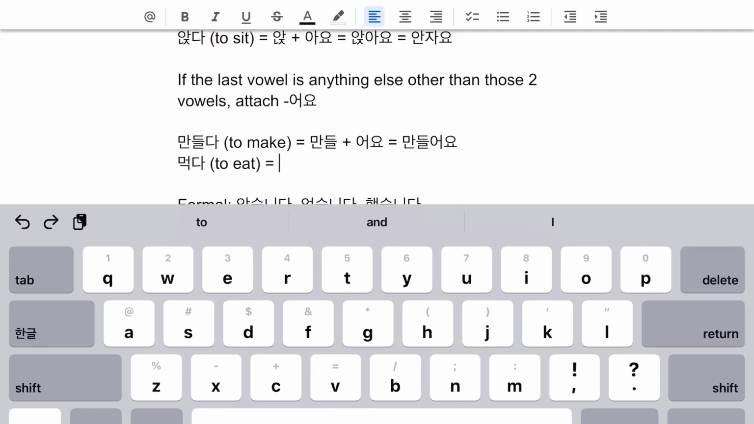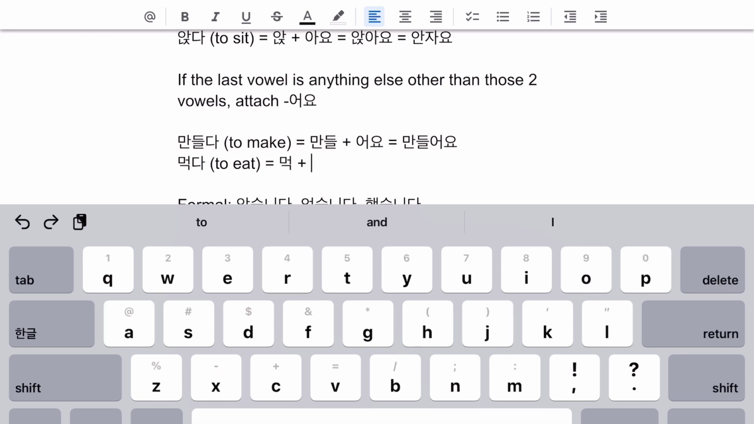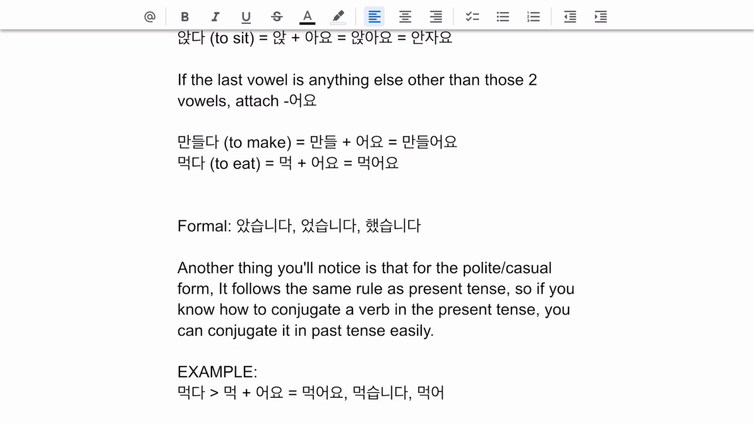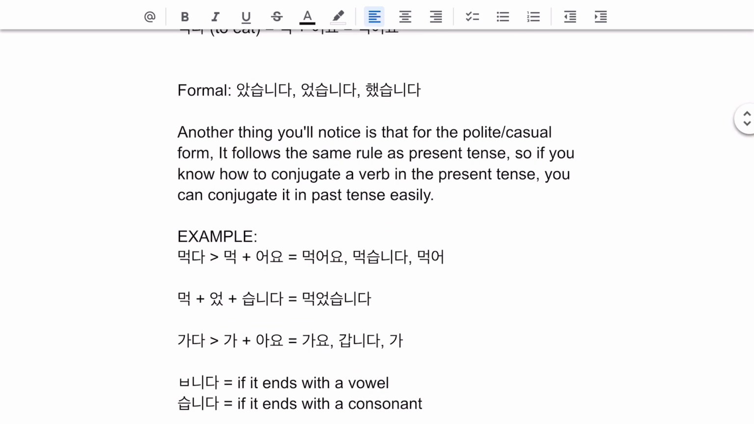I'll do a standard one too, to eat. If we take off the da, get our verb stem, the last vowel is what? That o right there. But it's a different o. It's not the one that's on the ground. It's the standing one, so it doesn't count. We still need the oyo ending. 먹, oyo, 먹어요. Like that. I just wanted to review that first because we're going to use that rule a lot in this lesson. So now, past tense is basically the same.